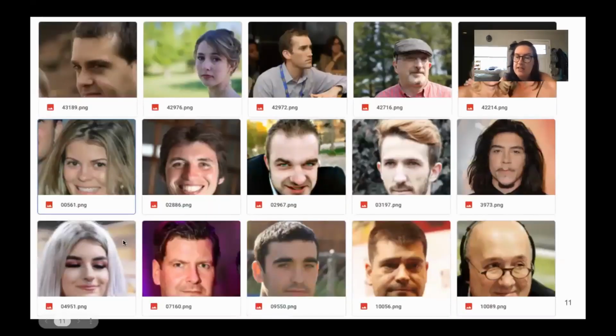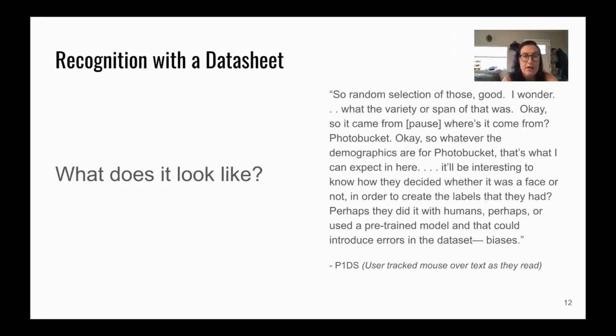Here's a sample of the data set that I gave them. It's a Faces in the Wild data set. There are 171 images, and they were 71% people who appeared to be male and 89% people who appeared to be white. So to give you a sense of what recognition looked like in this data set, I'll read you one from participant 1.